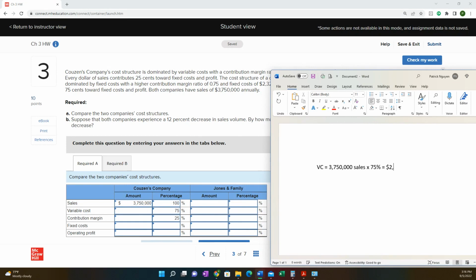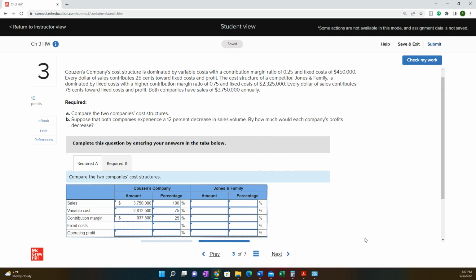$2,812,500. For the contribution margin, you can either do $3,750,000 of sales times 25%, or you can do $3,750,000 of sales minus the variable cost of $2,812,500 to arrive at $937,500. We know that fixed costs are $450,000.